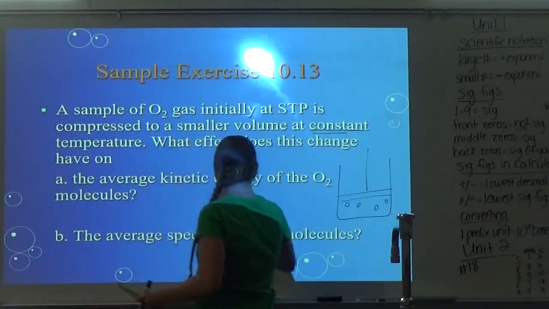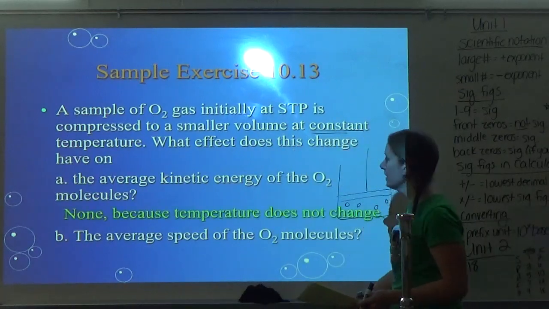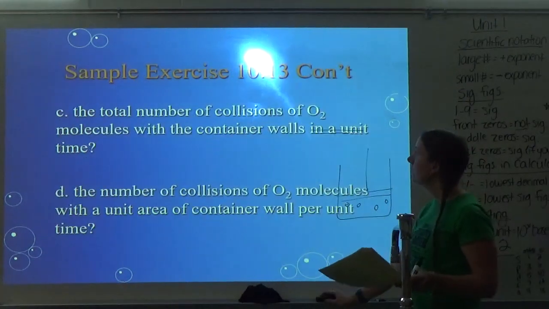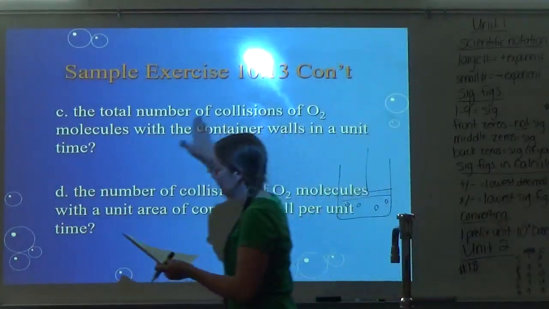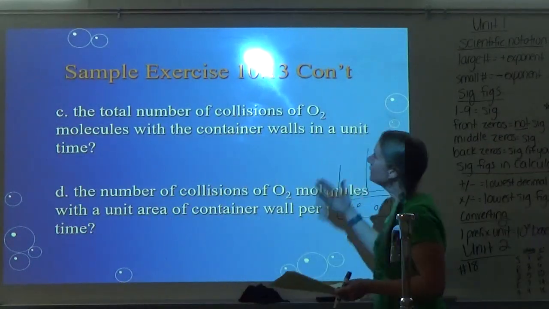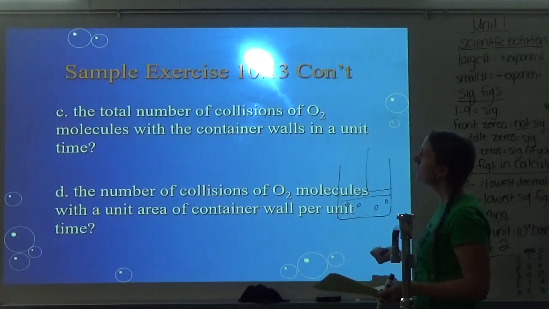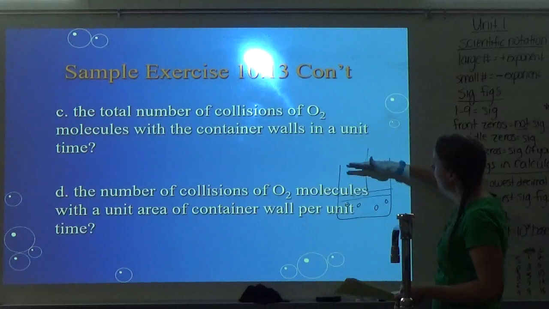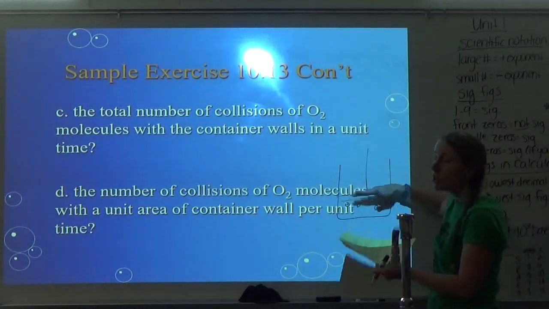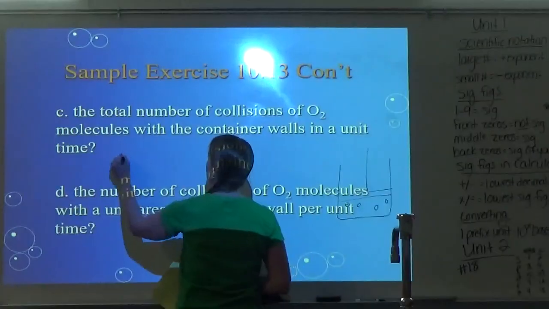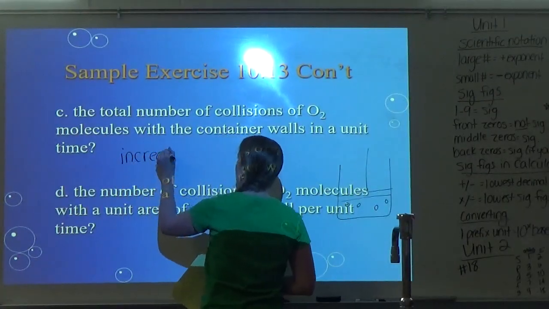Okay, so let's look at part C and D. It says the total number of collisions of O2 molecules with the container walls in a unit time. Well, remember they used to have this much room to move around. Now they only have this much. So the collisions are going to increase because we have a smaller volume.